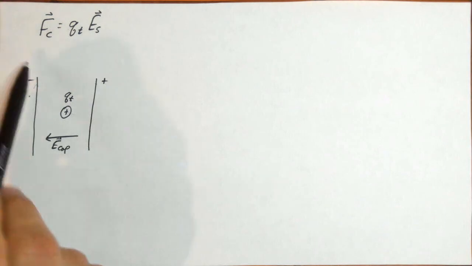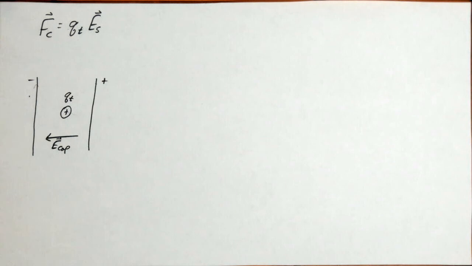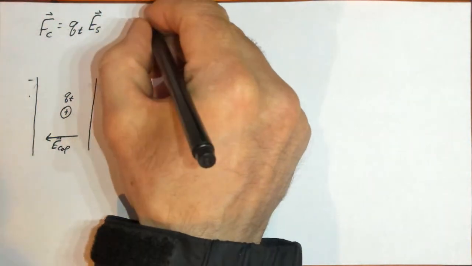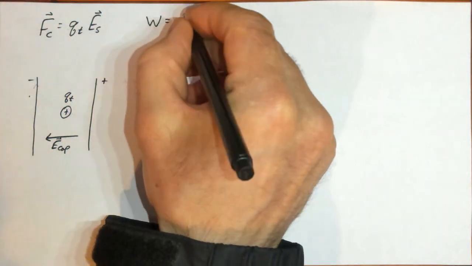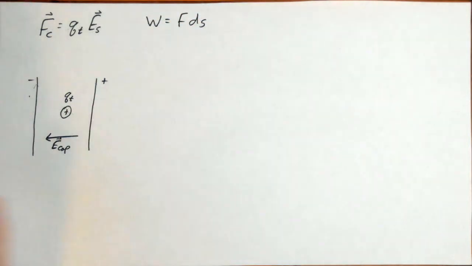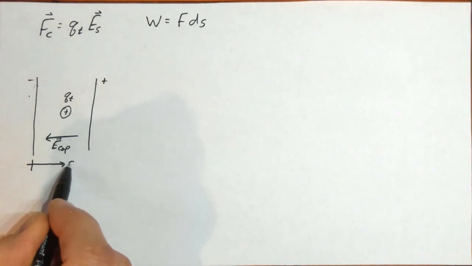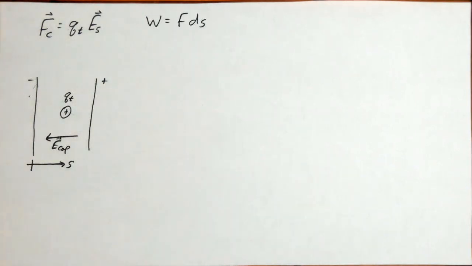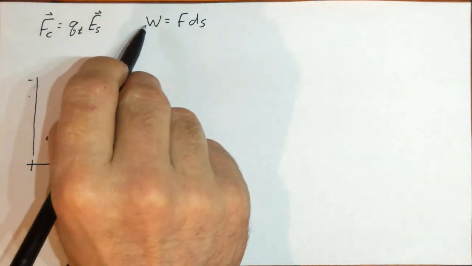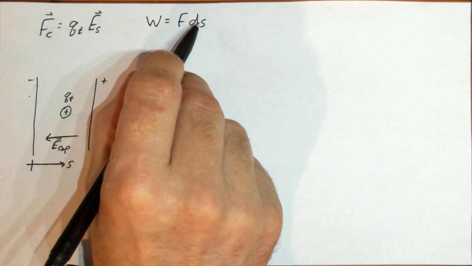That we can try and recast this in terms of energy. So let's remember how that works. First of all, work is defined as force times a distance. So I'm going to use an S coordinate here, and I'm going to define S to be pointing this way with 0 at the negative plate. Now, to be careful, I really need to have the component of the force in the direction of S.